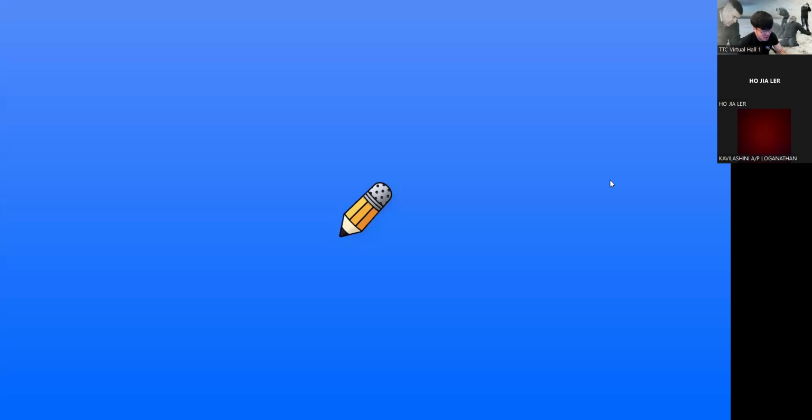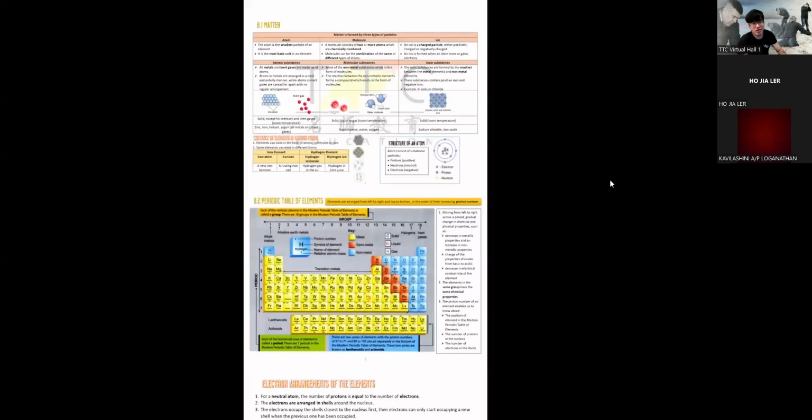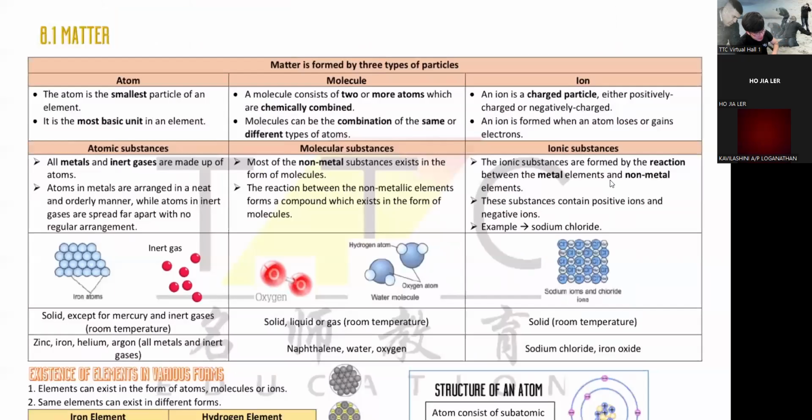So today we are going to a new chapter, which is chapter 8. We have finished chapter 7, the drugs one. Chapter 8, we will be learning about matter. Not the medicine yet, that's chapter 9, I think. So we are learning about chapter 8.